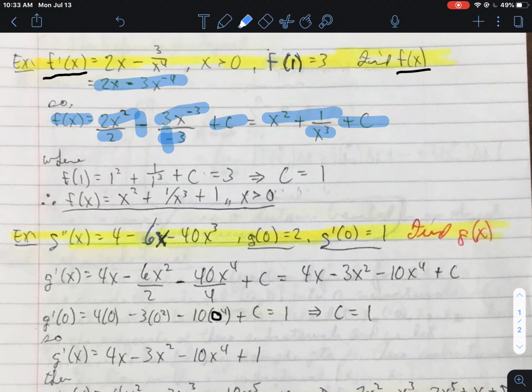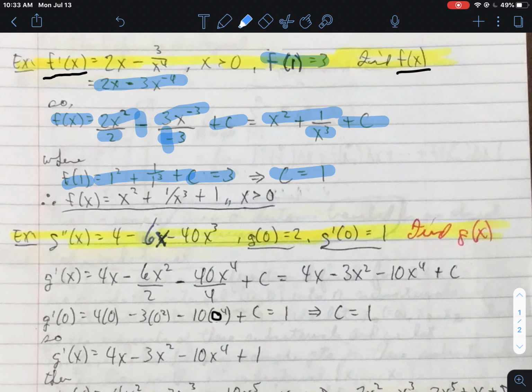That's our general antiderivative. And then we are given a specific condition that f of 1 equals 3. So I'll take f of 1, plug 1 into that function, so it's 1 squared plus 1 over 1 cubed plus c. And I know that's equal to 3. And then we'll just solve that for c. So that'd be 1 plus 1, or 2, plus c equals 3. Subtract 2, and I've got c equals 1. I trust you can solve that for c.